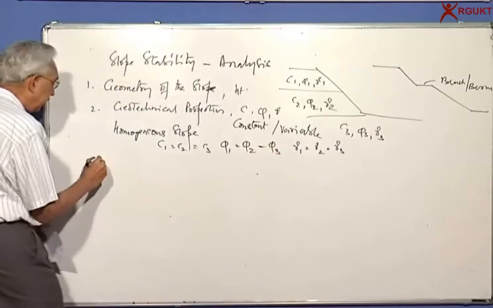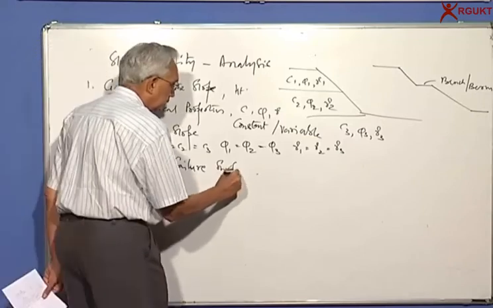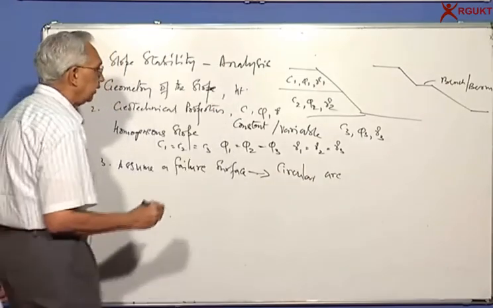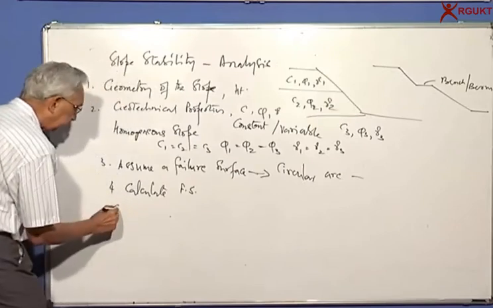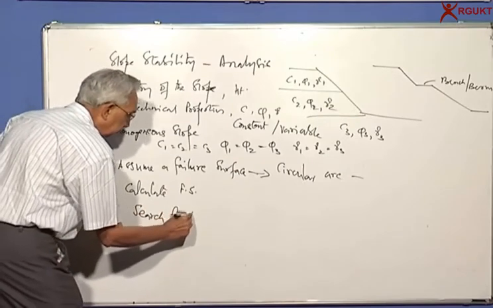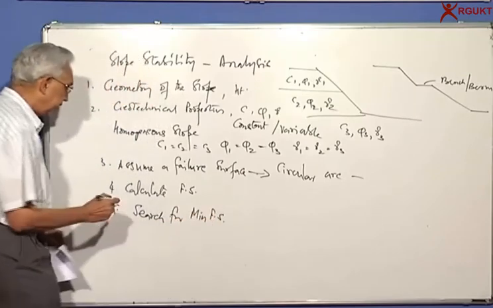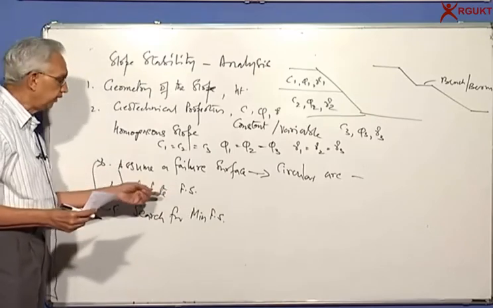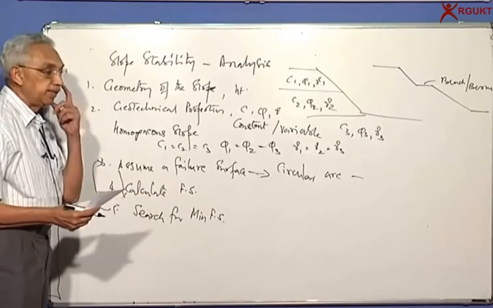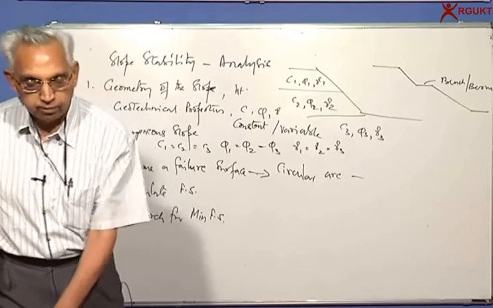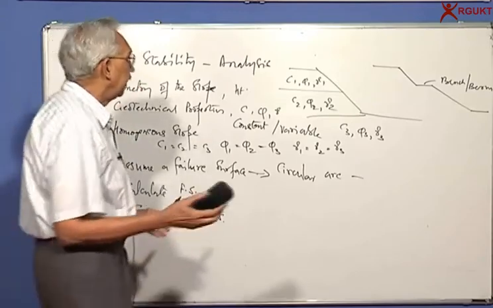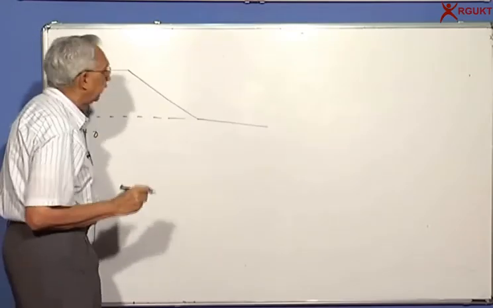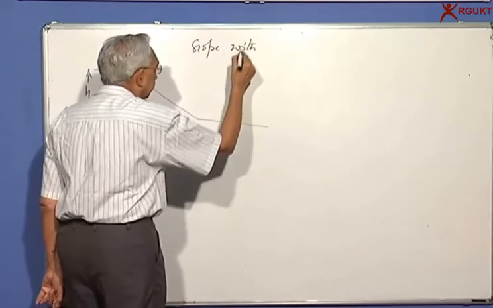The next step would be to assume a failure surface. We'll only consider circular arcs from now onwards and calculate the factor of safety. Then the next step would be to search for the minimum factor of safety, which means you have to go back continuously. It's an iterative process. You assume a different failure surface, calculate the factor of safety, till you get the minimum. This is how we calculate the minimum factor of safety for slopes. Let me illustrate with the simplest problem. Let's look at a clay slope with cohesive soil.